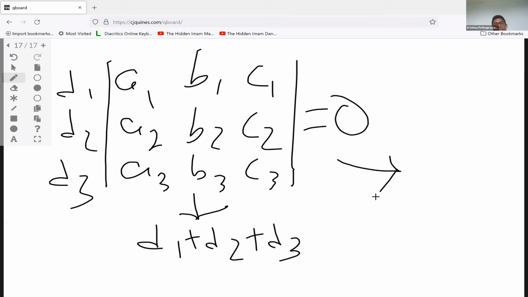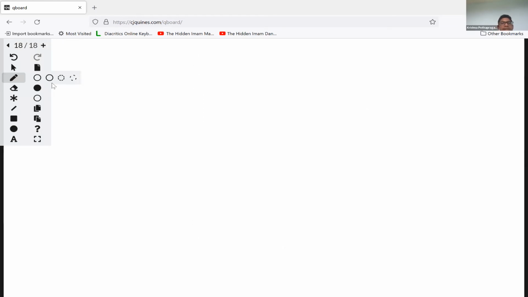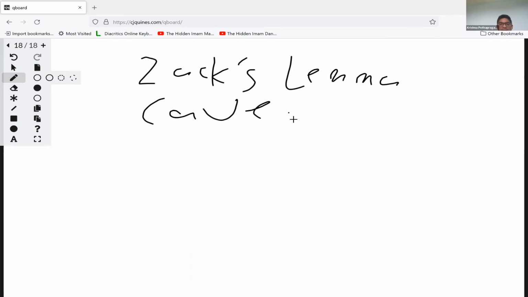Right. So first thing, this works exactly the same when we want to show 3 lines concur. We just sum up the degree bounds that we have. And the second thing is that Zack's lemma is actually very tricky. So Zack's lemma, caveat.